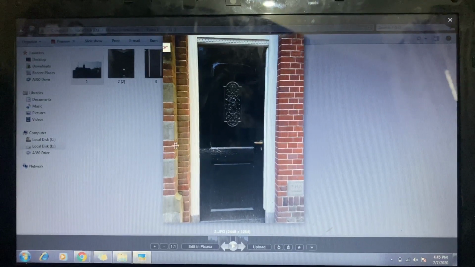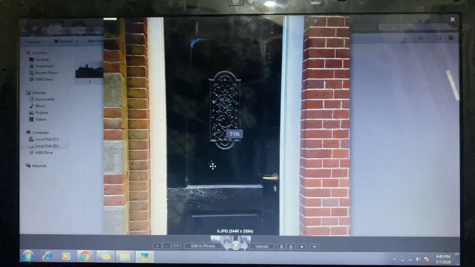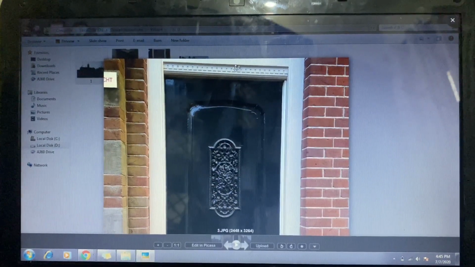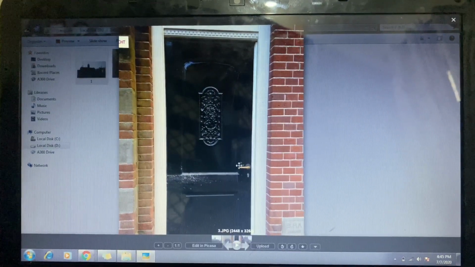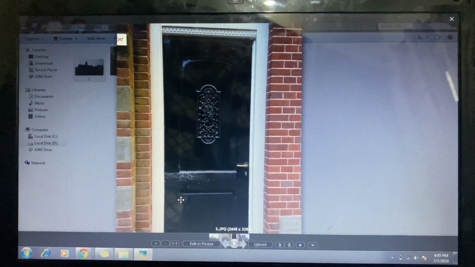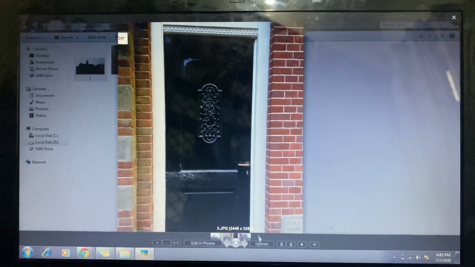Next, look at this door. You can see this carving. This is just for the sake of ornamentation, plus this detail on the frame. Now these two details have got no connection with the functionality of the door, but yes, they are making the door more appealing and more beautiful.